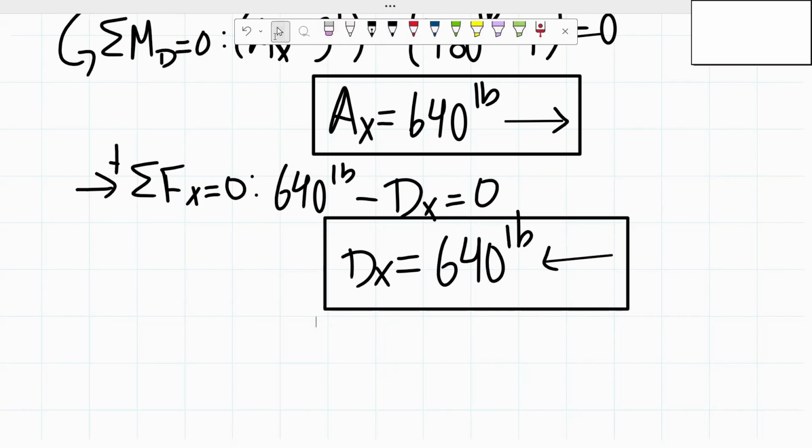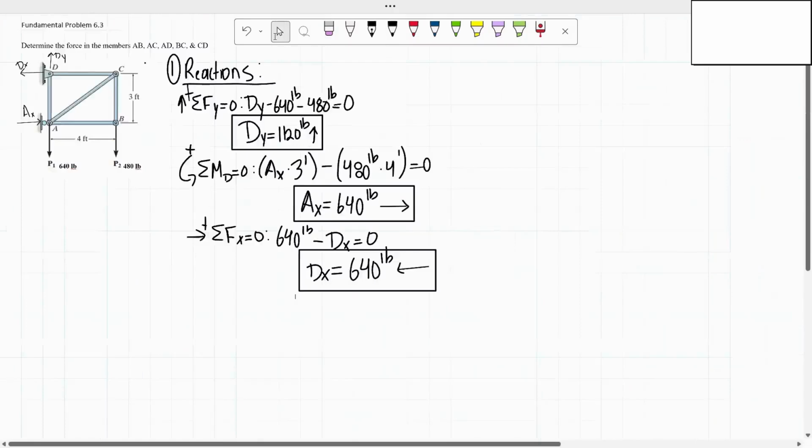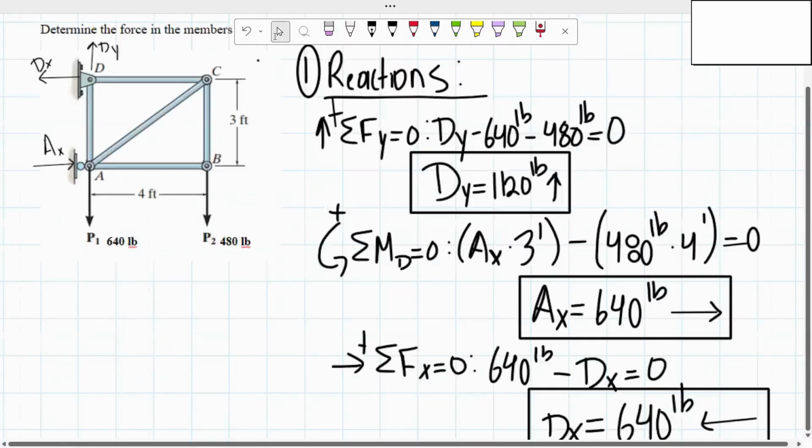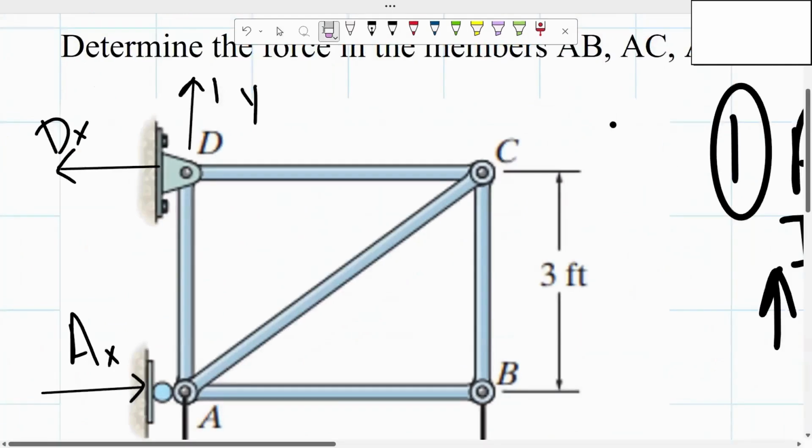And so now that we determined the values of all of our reactions, the next thing that we're going to do is quickly put in the values of each of our reactions.